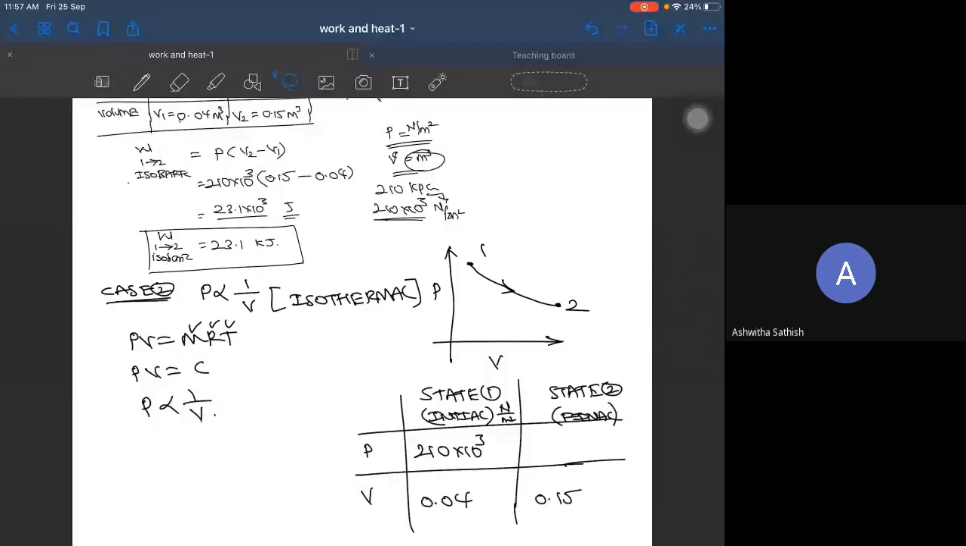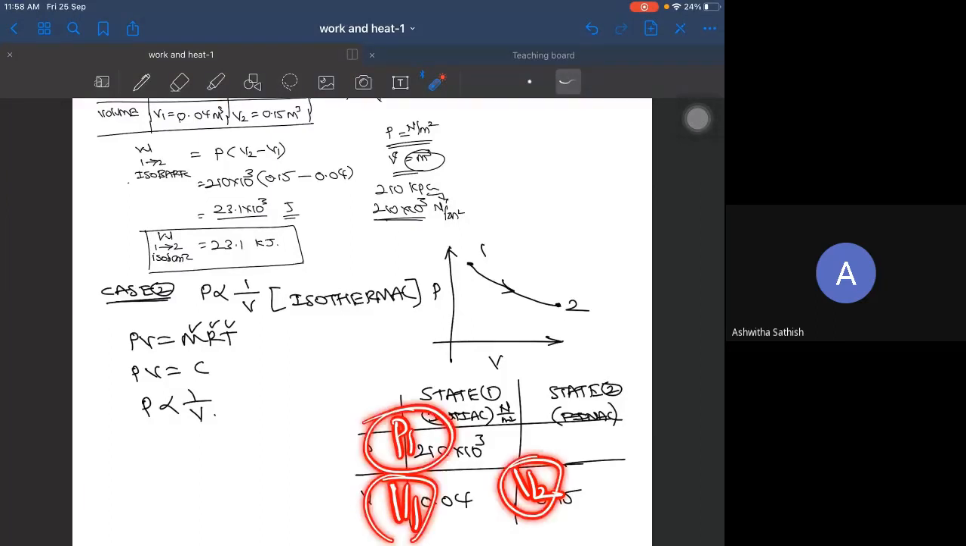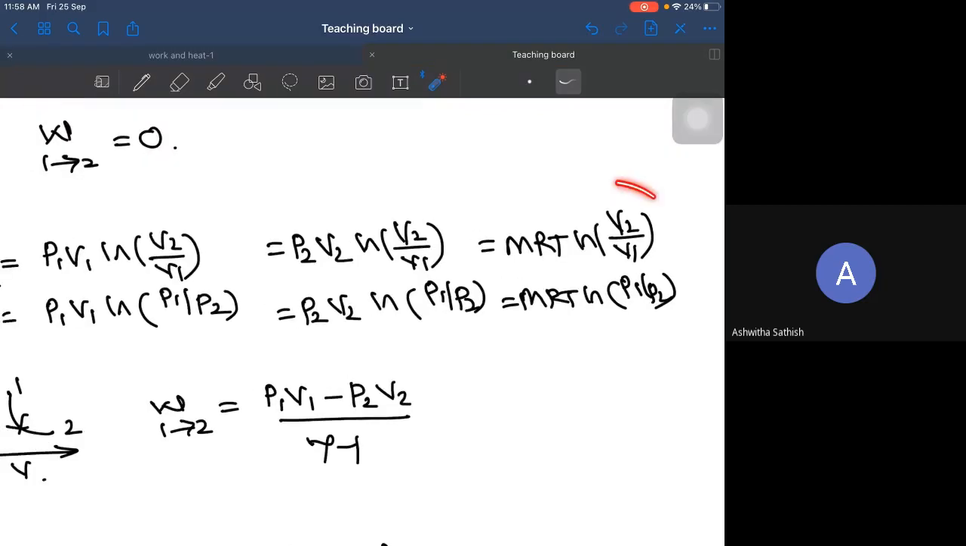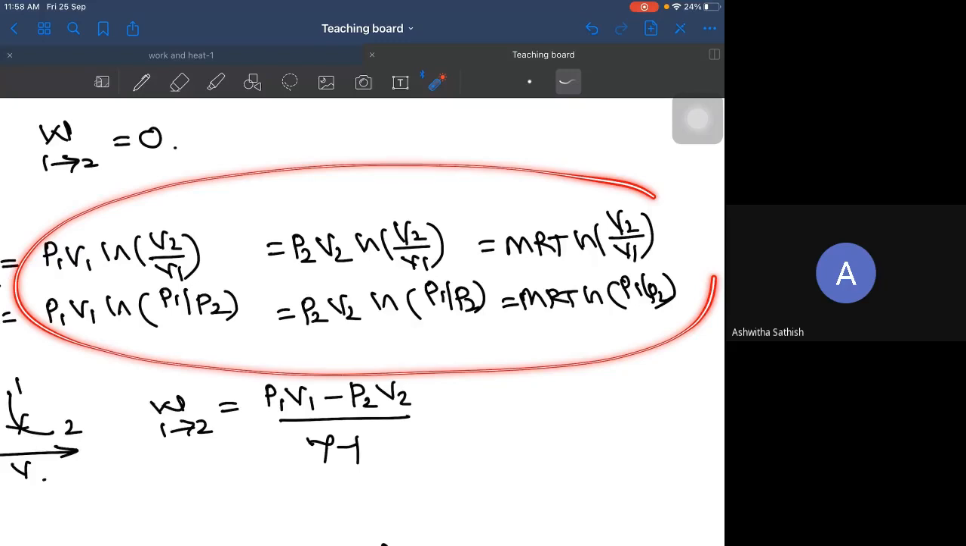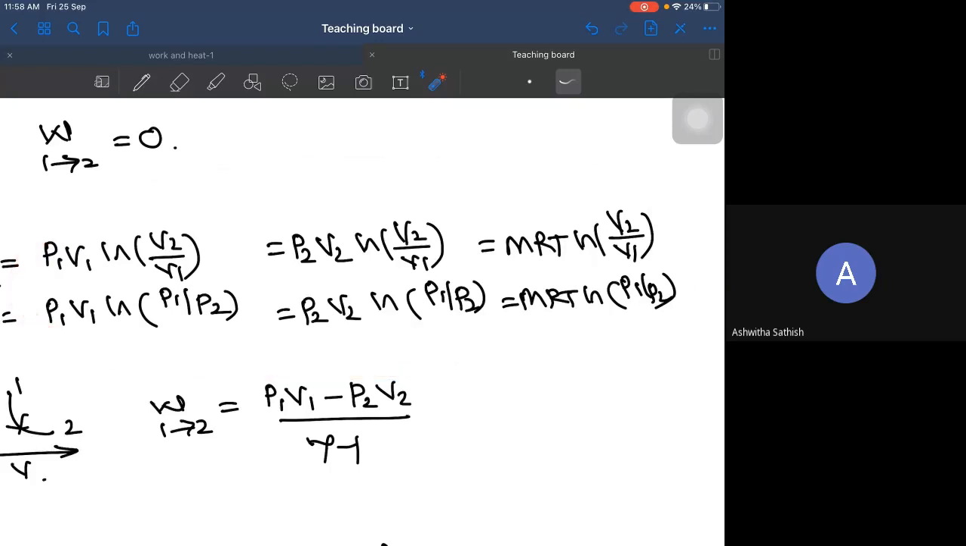Now, with this minimal amount of data, you have the value of P1. Observe this very carefully. You have the value of P1, you have the value of V1, and you have the value of V2. So these three values you have. Out of 6 different expressions like this, which one am I supposed to consider so that I get the value straight away without calculating the other parameters? So I have 6 different expressions here, yes or no? It is 1, 2, 3, 4, 5, and 6. Which one should I consider?